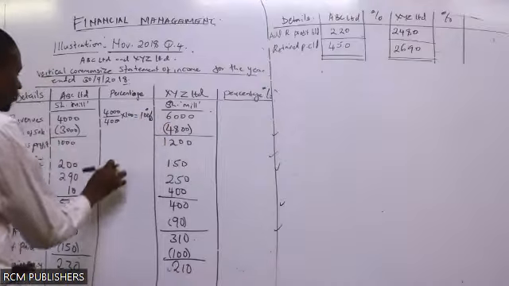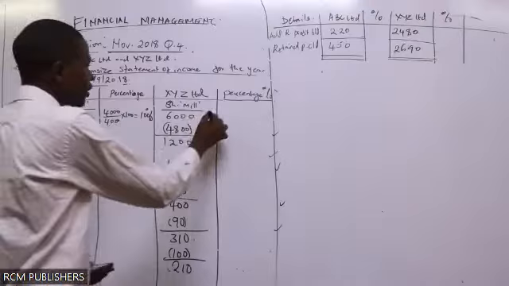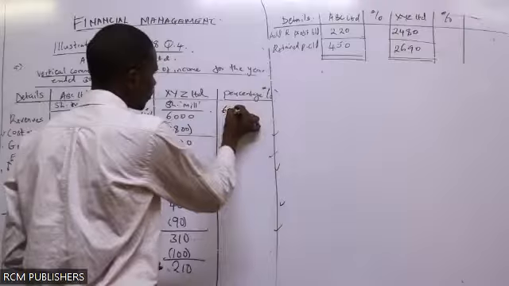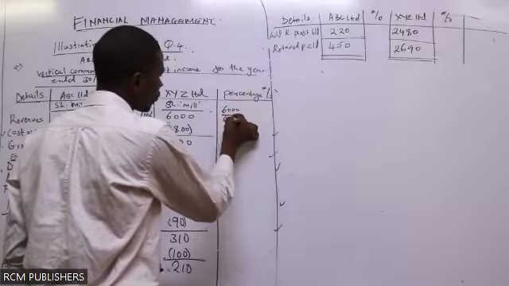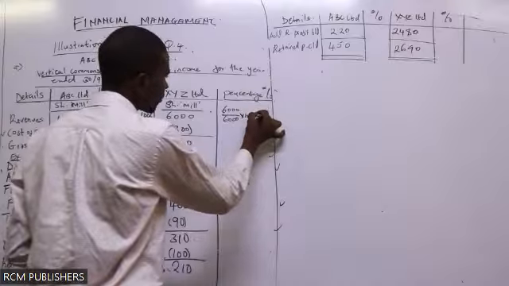So can you do the same for each item? The base should always be this. For this one, itakuwa 6,000 divided by 6,000. So the revenue is always 100%. Under this, got 100%.